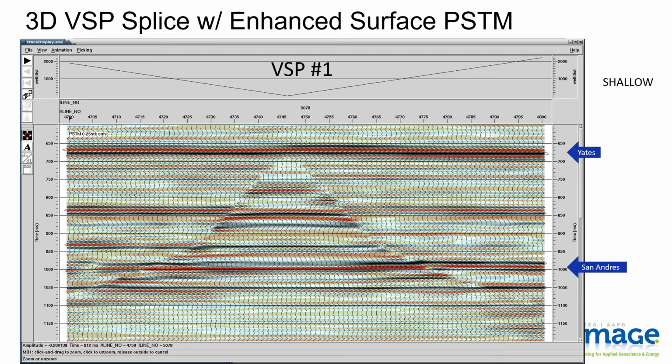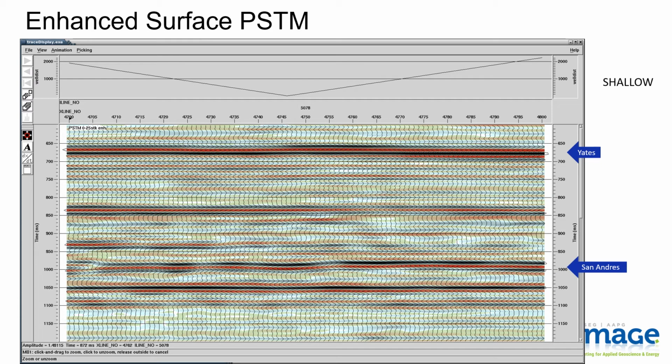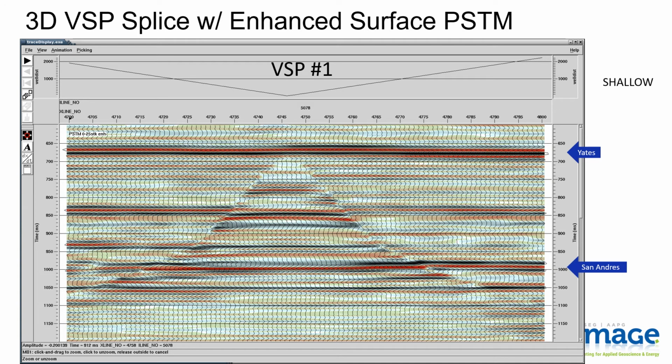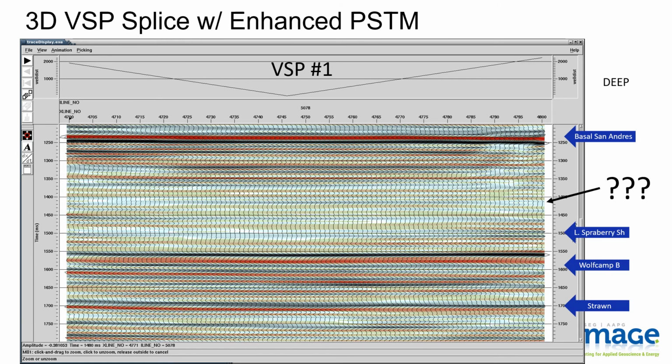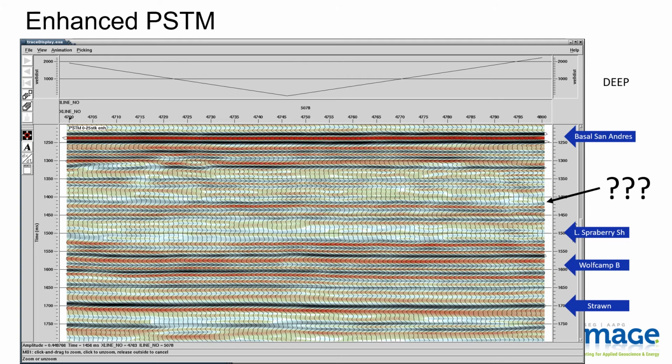This display is the shallow section from 600 to 1200 milliseconds. And this is the surface seismic image at that same location. And this is the VSP image in the deeper section from 1200 to 1800 milliseconds. And here is the equivalent surface seismic.